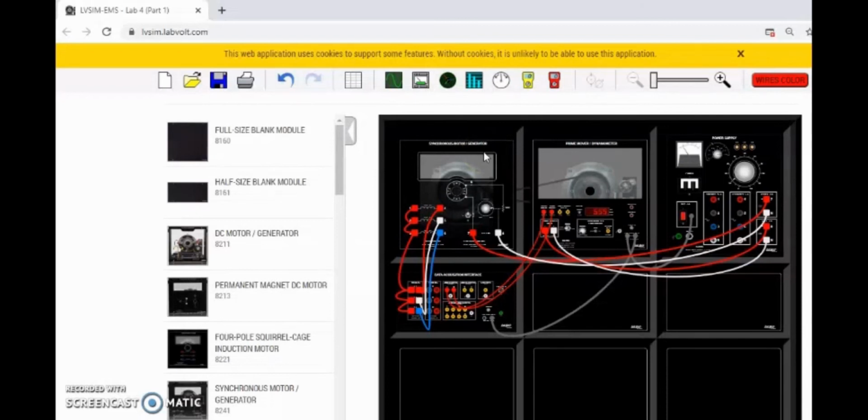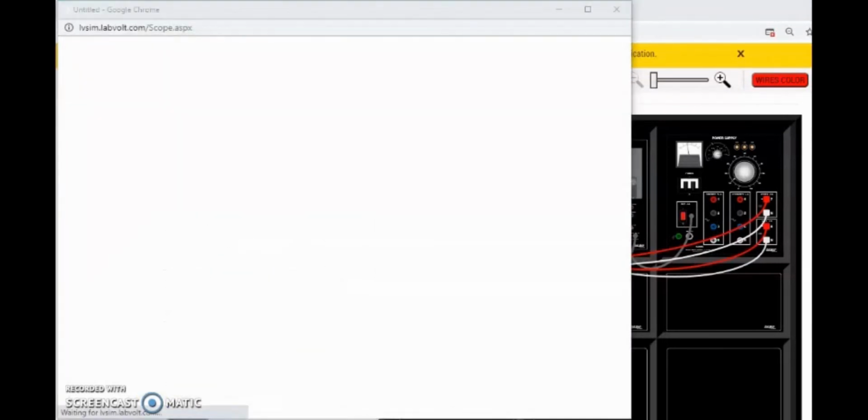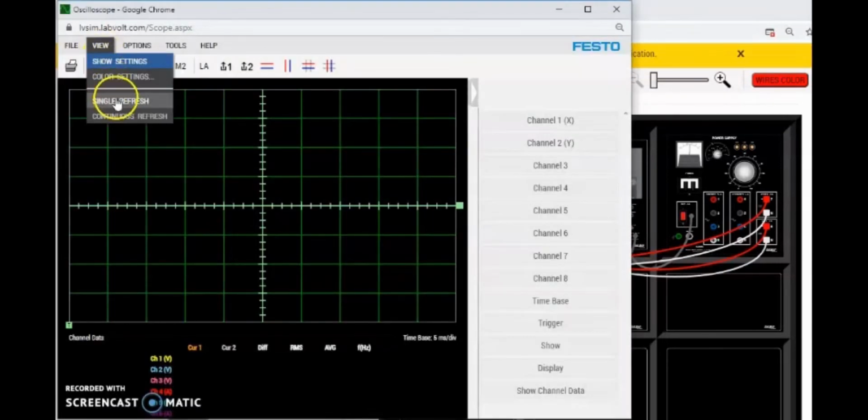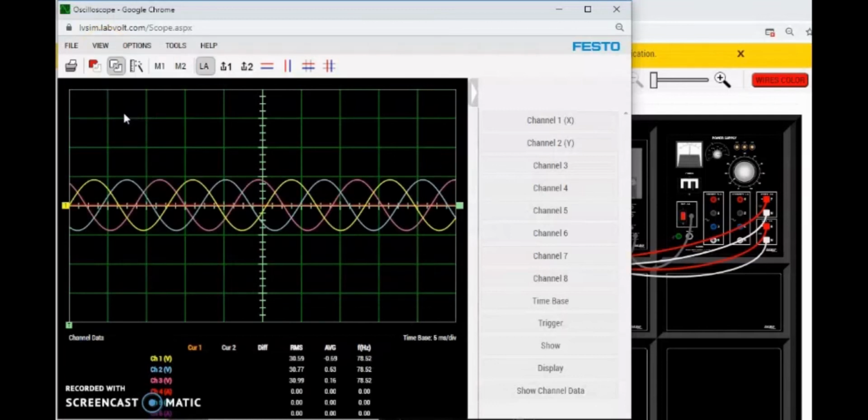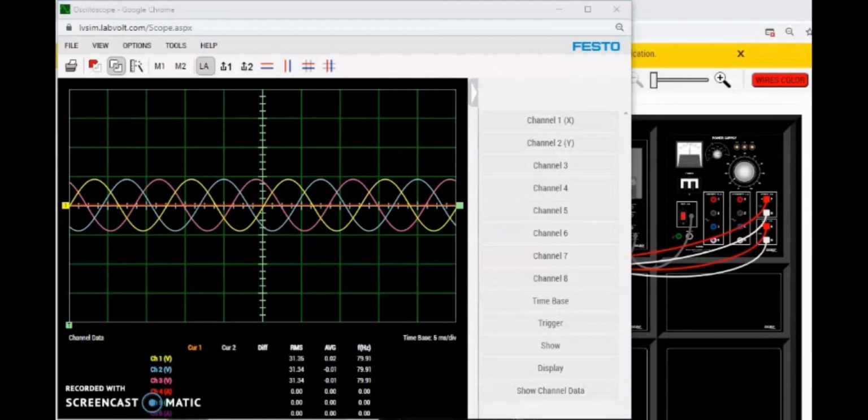Next, in the oscilloscope window, make the appropriate settings to observe the waveforms of the voltage on channels E1, E2 and E3. That is, the voltage induced across the stator windings of the synchronous generator. Okay, to see the waveform, you have to press here, and then view and continuous refresh. So this is the waveform of the E1, E2 and E3 signals.